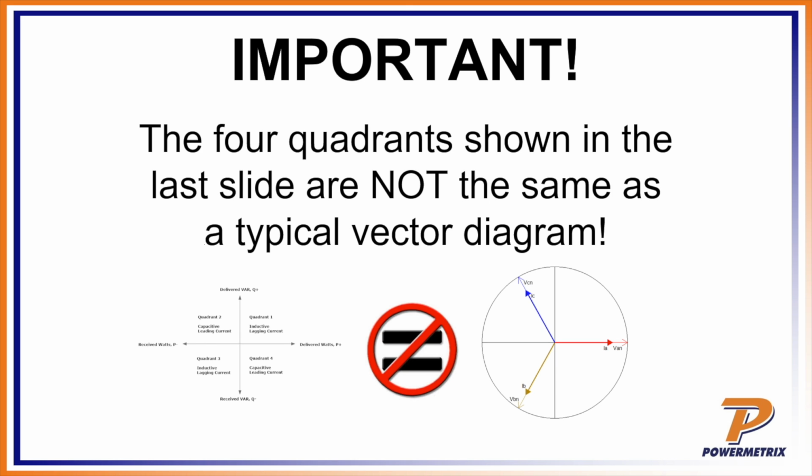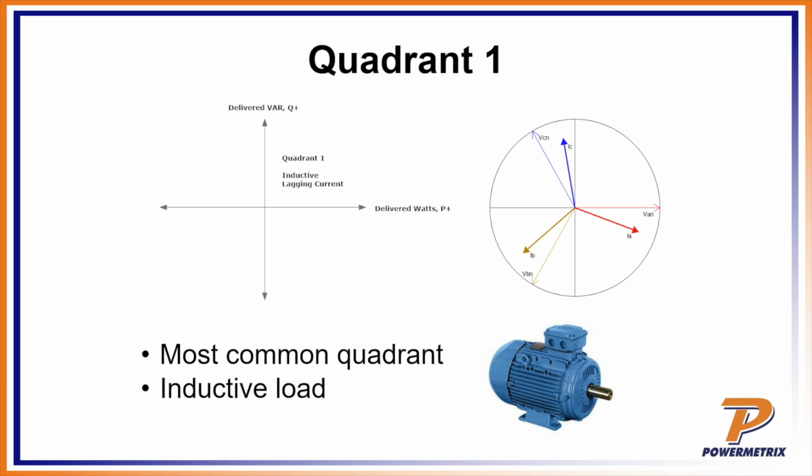One very important thing that I want to point out is that the four quadrants as defined in the Meterman's Handbook do not line up with the same four quadrants that you have in a vector diagram. That's a very common misconception, that one quadrant maps to another in terms of phase angle and whatnot. And what we'll see as we go through each quadrant is that there is some difference between the four quadrants in four quadrant metering versus the vector diagram that we're looking at.